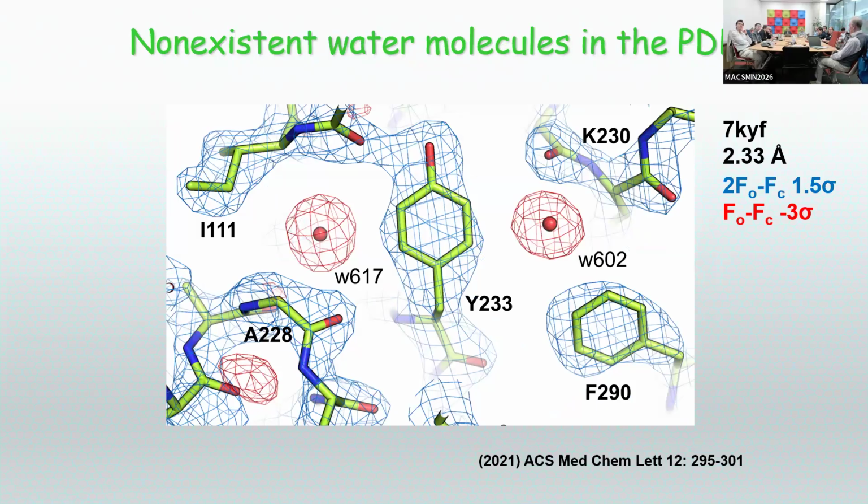Now, this was a little bit of a problem. I stumbled into that structure because in this case, you can see beautiful waters. They are all in completely red density. Red means negative density, which means that they are in the model and not in the data. And in this particular case, I believe there were 19 water molecules in the model, and all of them were of the quality that you see here. That was the published structure.